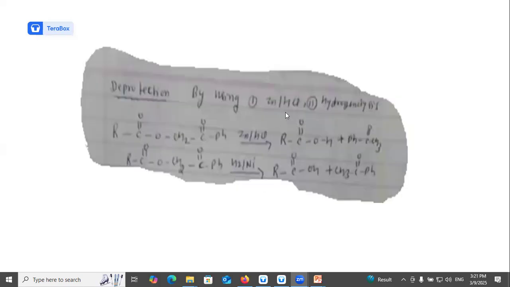The deprotection by using zinc in presence of acid and hydrolysis: first of all, zinc and hydrochloric acid will get the ester. Similarly, by hydrogenation in presence of nickel catalyst, we also get carboxylic acid.